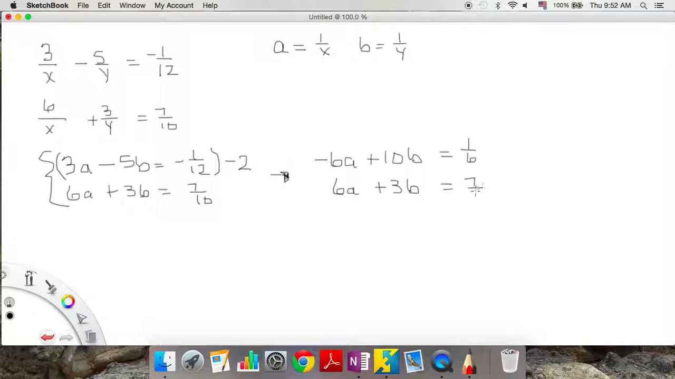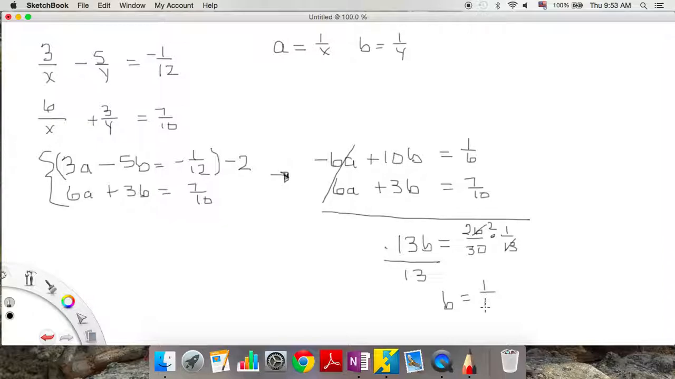Hopefully this is review. So when you add it up, these cancel. -6a plus 6a is 0, so those go away. And we have 13b equals 26 over 30. Remember, get a common denominator, so this is 5 over 30, and this is 21 over 30. Then we divide both sides by 13, which is the same as multiplying times 1 over 13. And cancel, and we get b equals 1 over 15.